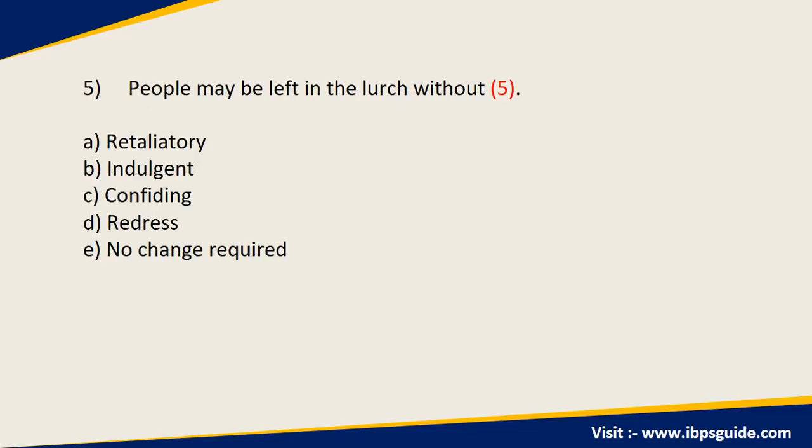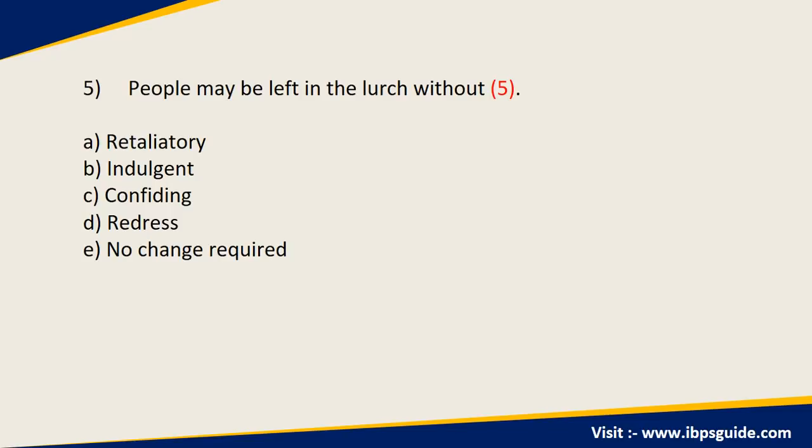So the fifth question is, people may be left in the lurch without dash. So we discussed this earlier. Articles and prepositions are always followed by nouns and can only be separated by adjectives. So here we are going to look at the options and we'll eliminate anything that is not a noun.